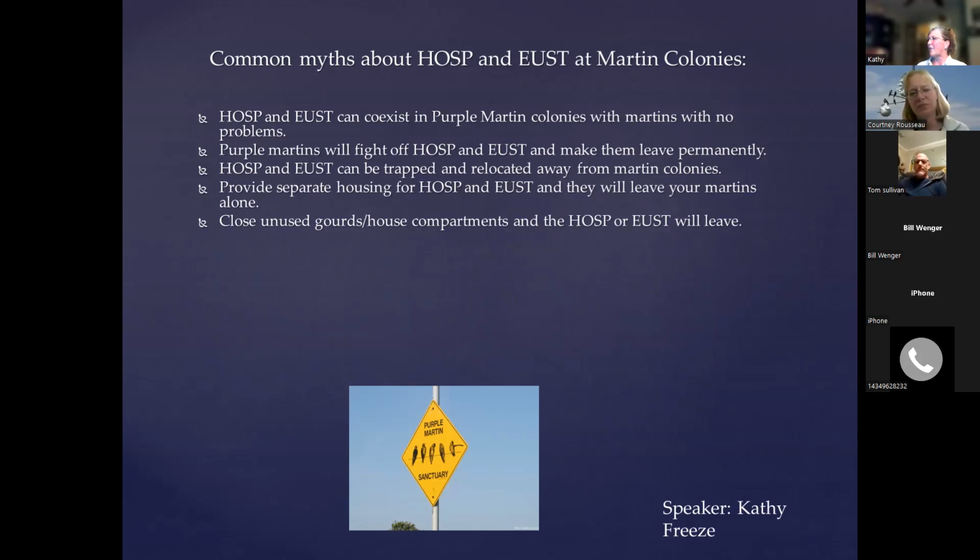So take advantage of the fact that before your purple martins get to your site, you can eliminate house sparrows and European starlings. It's really hard to shoot and trap after your purple martins have arrived at your site. I opened my housing at least a month early and started eliminating right away.